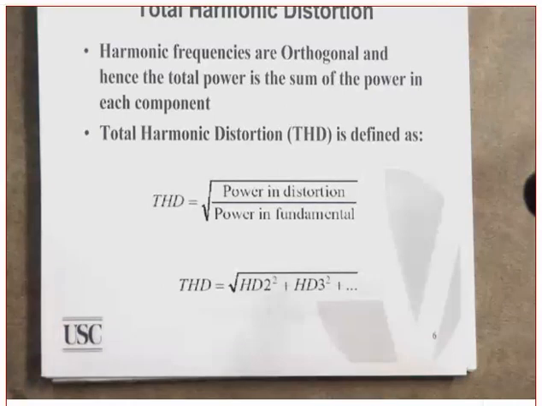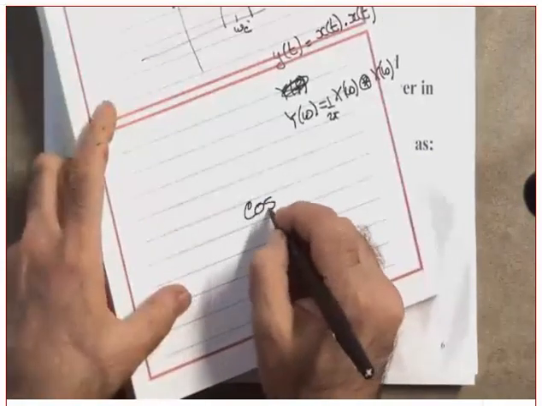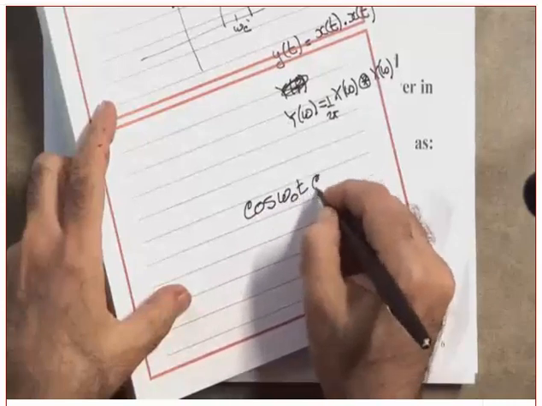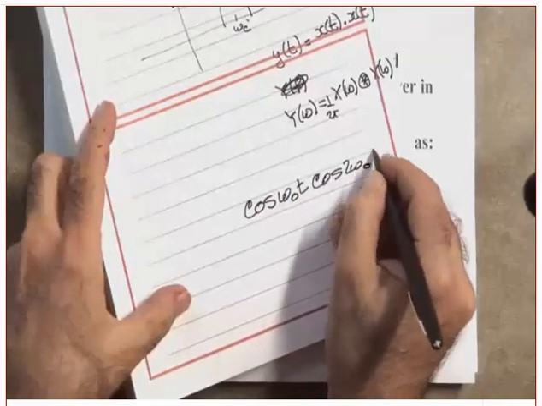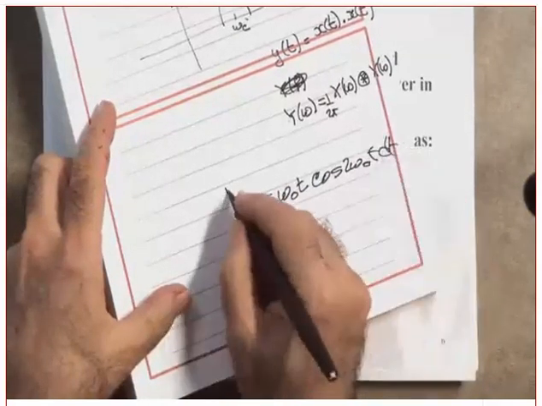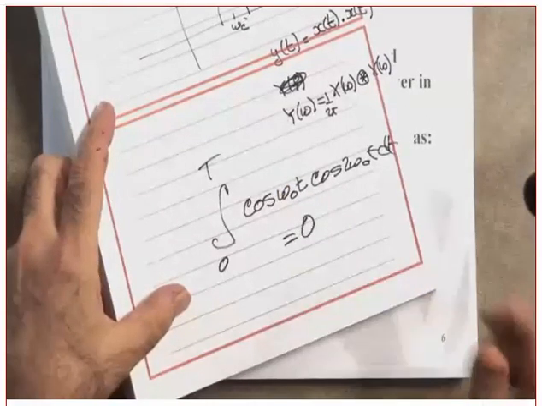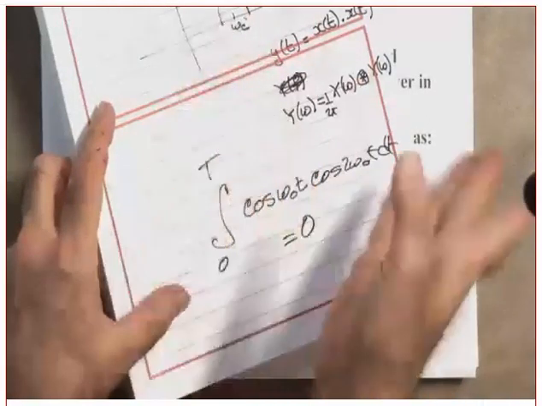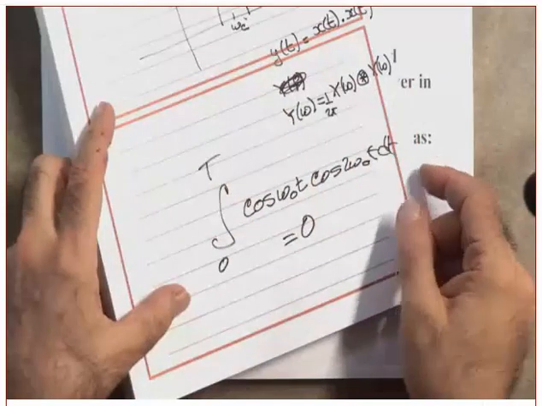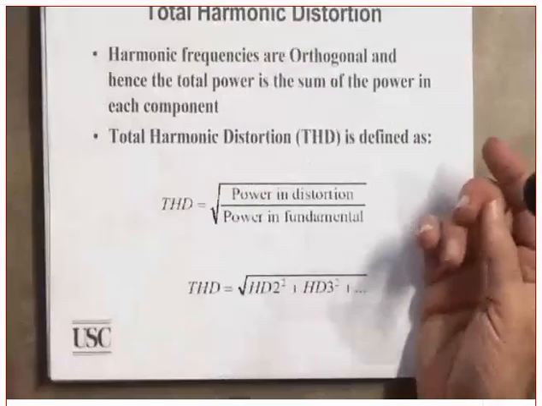I added the power because those harmonically related components are orthogonal. Let's see if you can help me. Cosine omega naught t times cosine 2 omega naught t, dt, and you integrate over one period. This one should be equal to 0. If you don't believe me, do it at home and you will see that it's equal to 0. Did you get my point or not? Okay, good.